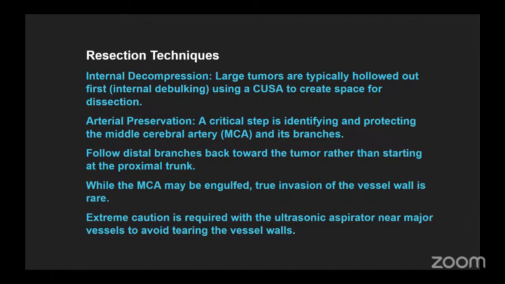When we are talking about the MCA, the goal is to go from distal to proximal. Instead of trying to find the proximal MCA blindly, we track the distal branches and slowly peel the tumor off. We follow this vessel, and the distal branch is going to be our map to the main trunk of the MCA. If you try looking for the main trunk directly, it might end up being disastrous.